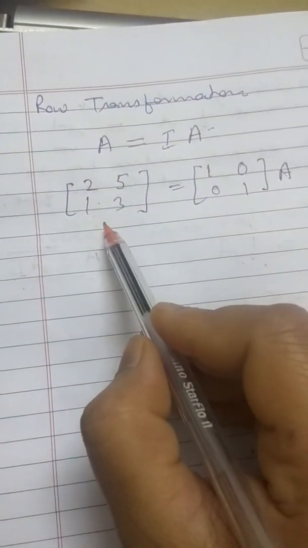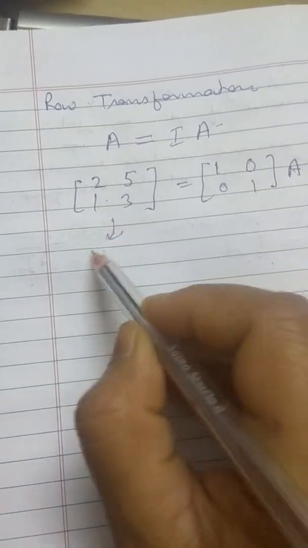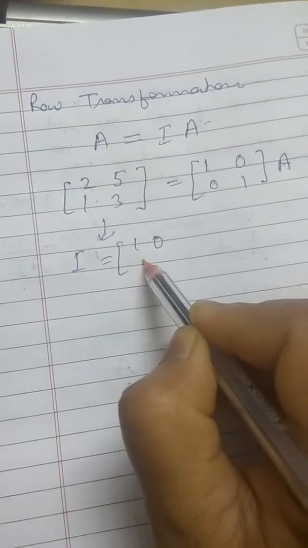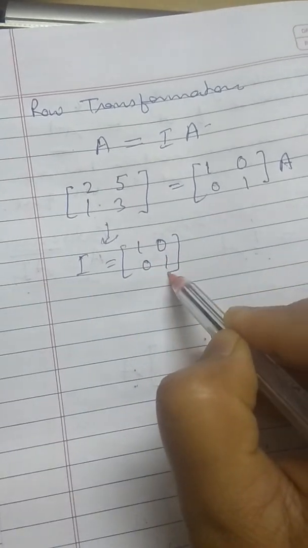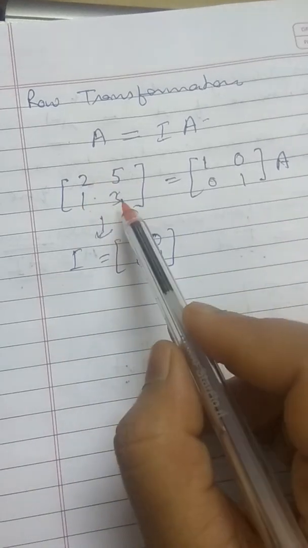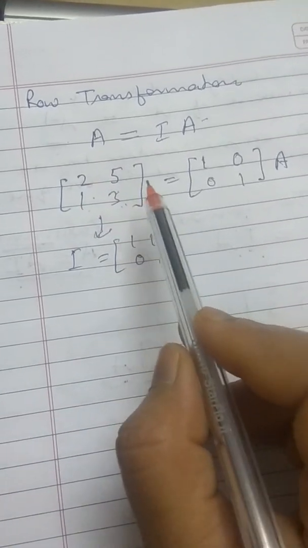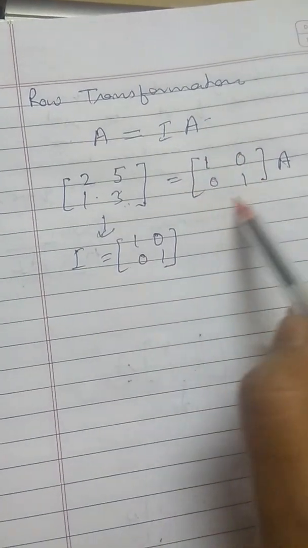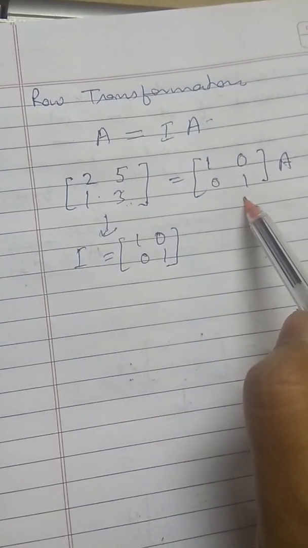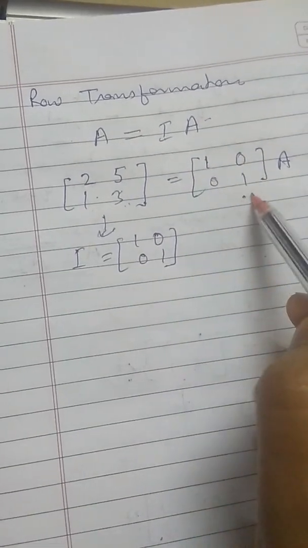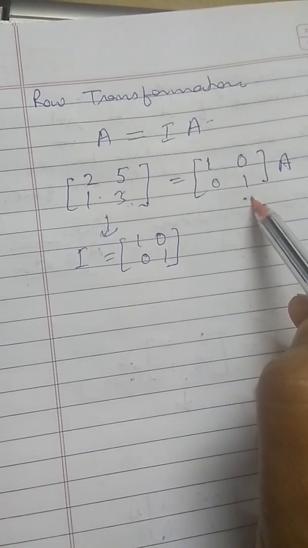We have to convert this matrix into identity matrix. Identity means 1 0 0 1. When we apply the operations in this matrix A, the same operations we can apply in this identity matrix. That becomes the inverse of A matrix.